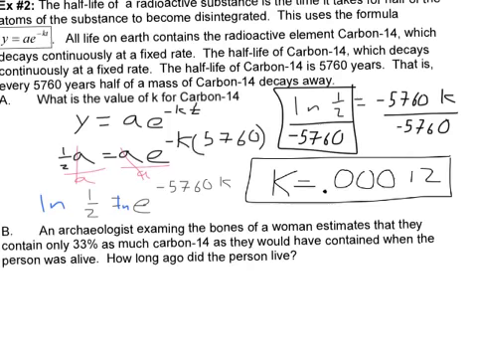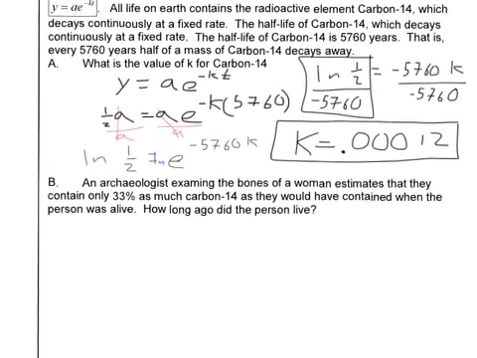Alright, so on this next part of the question, it says an archaeologist examining the bones of a woman estimates that they contain only 33% as much carbon-14 as they would have contained when the person was alive. How long ago did the person live? So this is a relatively accurate way that archaeologists actually do date things. Not a perfect system, but it can give them some pretty good numbers to work with. Since we know what the carbon-14 was of a person that lived so long ago, we can also know about how long ago they lived.